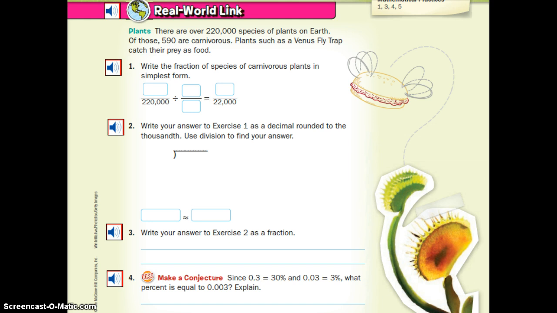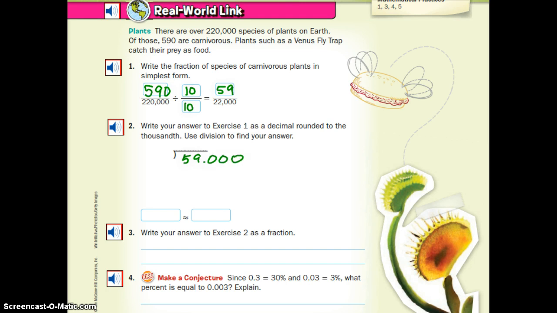So the first thing that we have to do is put the 590 over 220,000. Now we want to get it down to 22,000, so we're going to divide by 10, so that gives us 59 over 22,000. Now we're going to write our answer as a decimal rounding to the nearest thousandth. Denominator down, we don't go into the denominator.